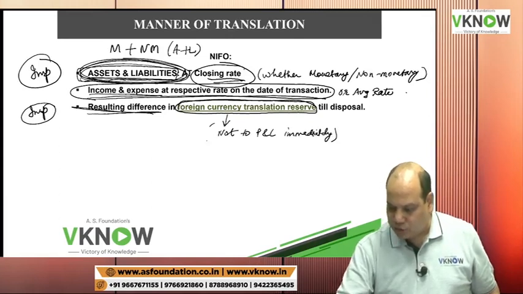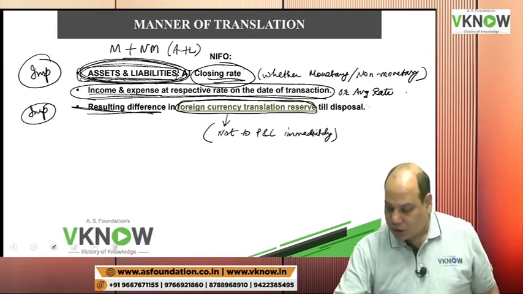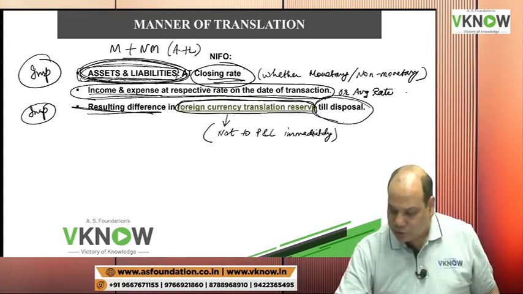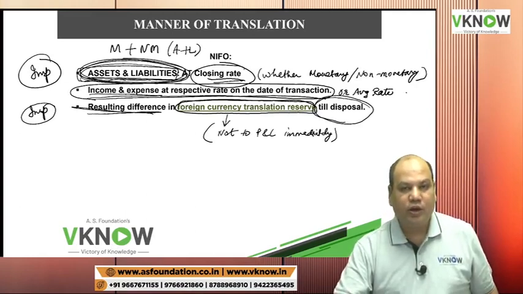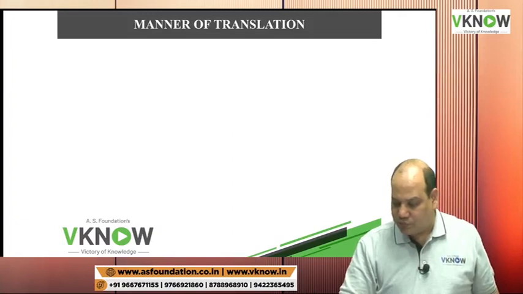Rather, we are going to accumulate it in foreign currency translation reserve, and we are going to transfer it to P&L account when that foreign operation is disposed. Disposed means sold, or removed.